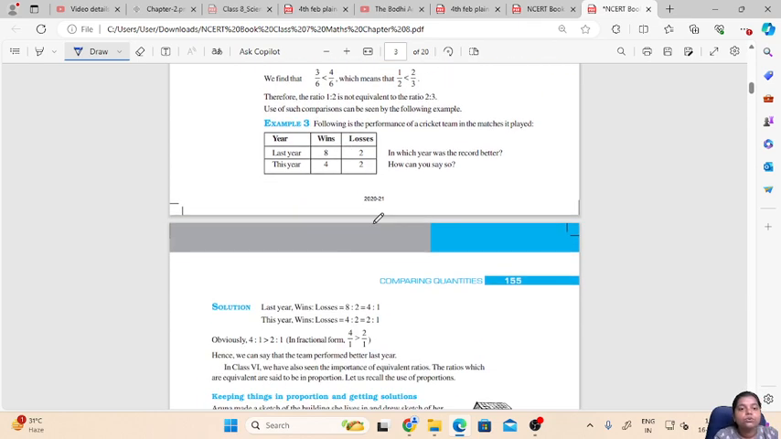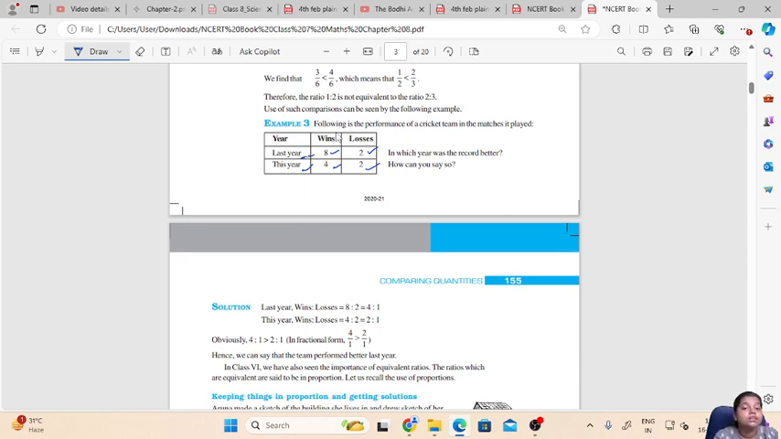Okay, so the next example they have given is the performance of a cricket team in the matches it played, last year and this year. Wins last year were 8 and the losses were 2. This year they won 4 matches and lost 2 matches. So the question is, in which year was the record better, and how can you say so? By looking we can say that last year the record was better.